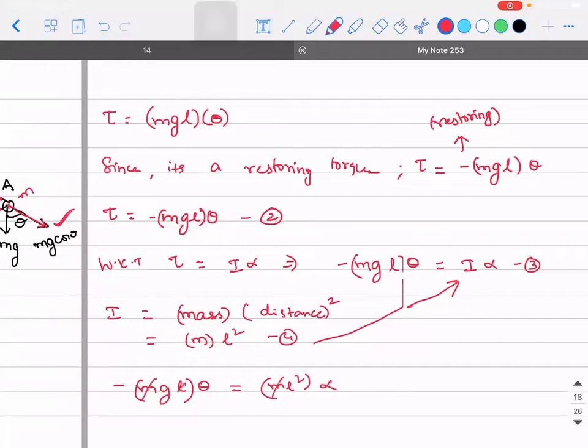M and M are gone, L and L are gone, which implies alpha is equal to minus g divided by L into theta. Let this be equation number 5. This is the most important step in the derivation. So alpha is equal to minus g by L into theta. Please make a note. Since I'm explaining this, the derivation is going big. Actually, if you see, it is only 5 to 6 steps. After I complete this, I'll give you a simplified version of how you can practice.